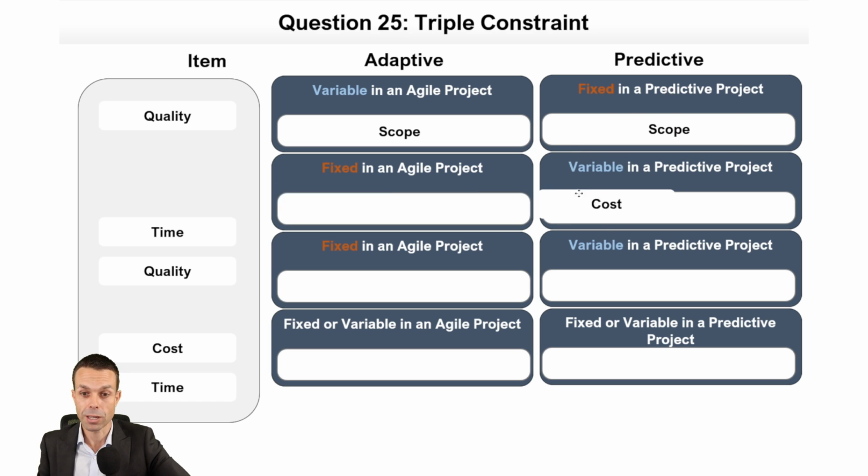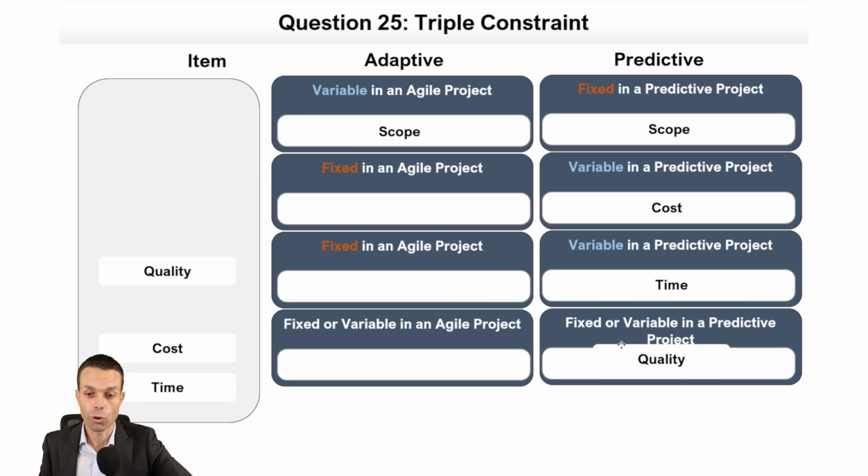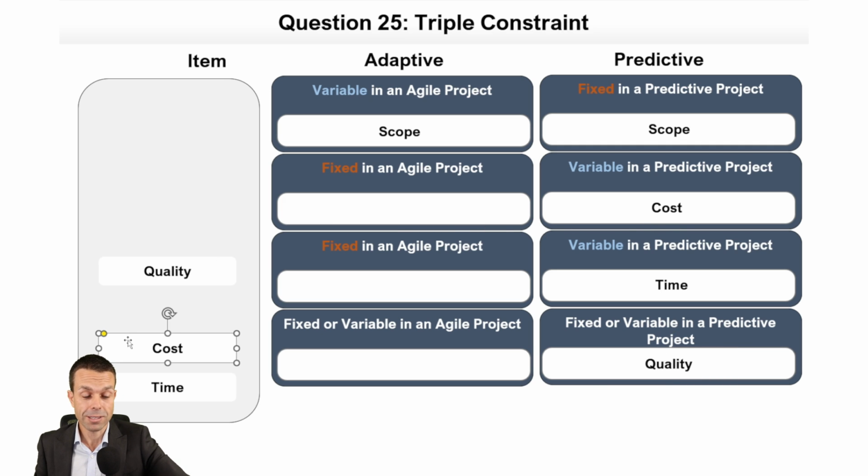So cost becomes variable on a predictive project. Time becomes variable, our schedule, and quality could be fixed or variable. So we can actually choose there how much we want to fix the quality, and whether we can let that slip or not to fix some of the other items or to help along our scope, cost, or time. So for Agile, let's have a look.